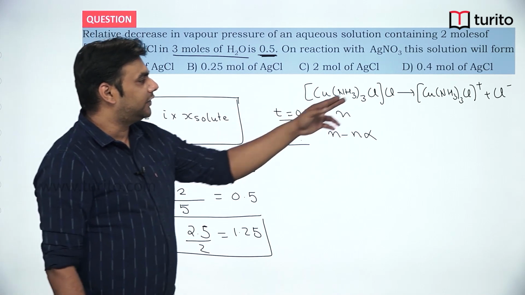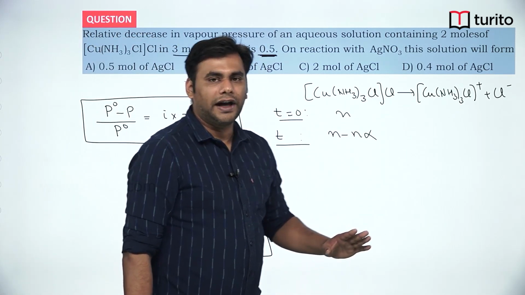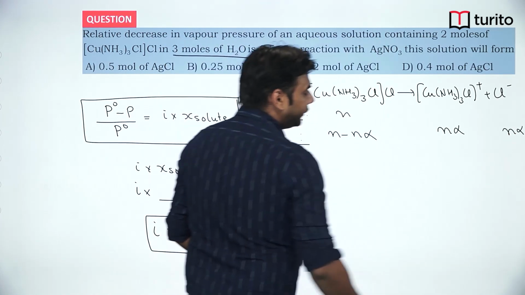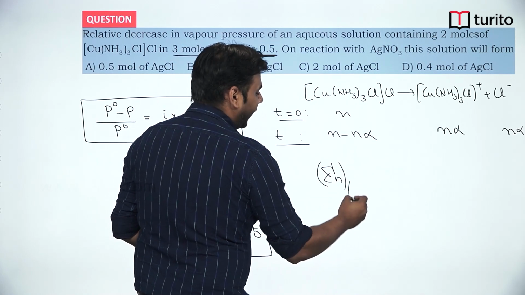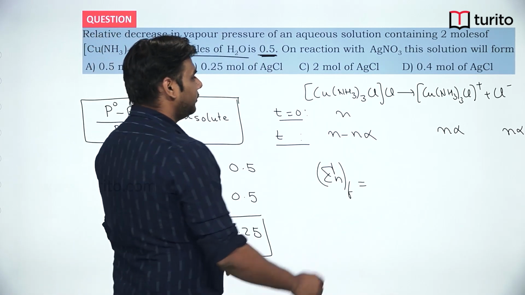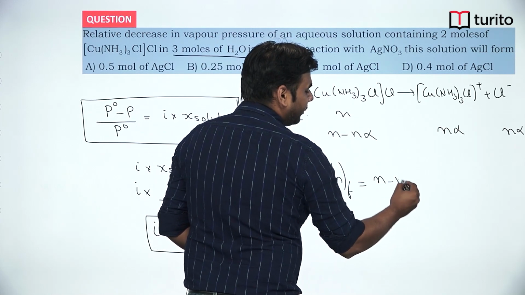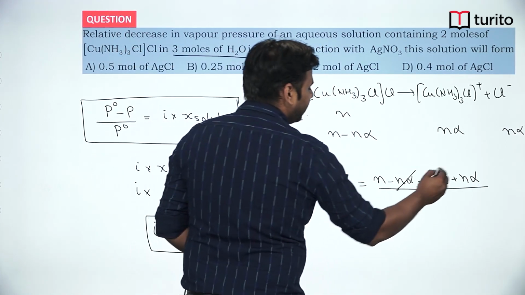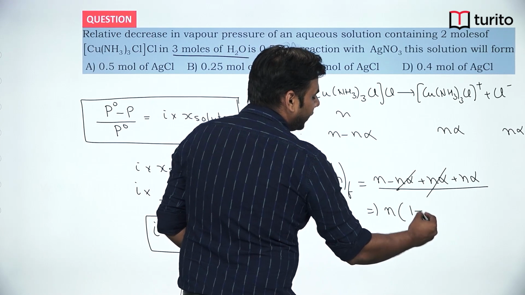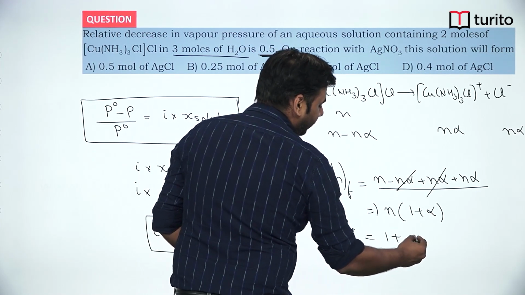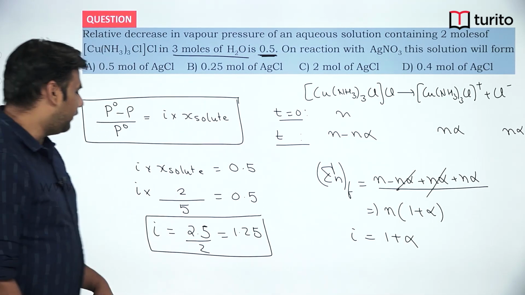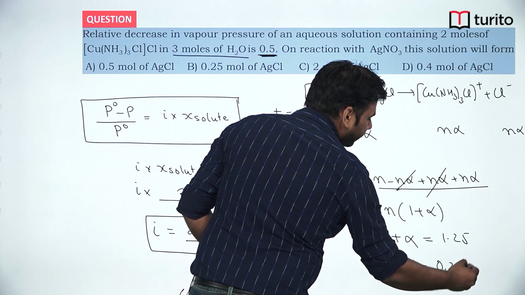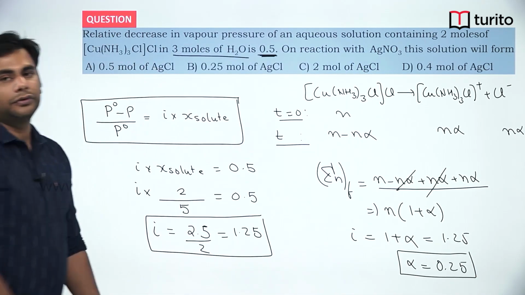Now 1 mole of this complex is giving 1 mole of the cation and 1 mole of an anion. So n alpha that reacted would give us n alpha moles of this and n alpha moles of this. So finally these 3 particles are present: n minus n alpha plus n alpha plus n alpha. If we take n common, that is n into (1 plus alpha). So Van't Hoff factor would be 1 plus alpha. Now we know that the value of 1 plus alpha is 1.25, so alpha is 0.25. Okay, hope this is clear to you.